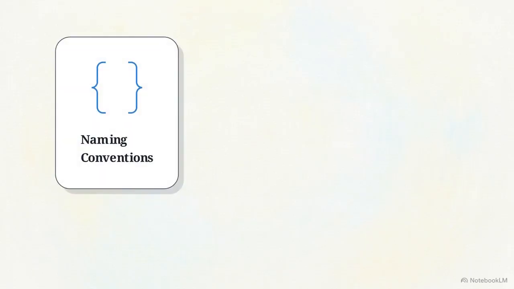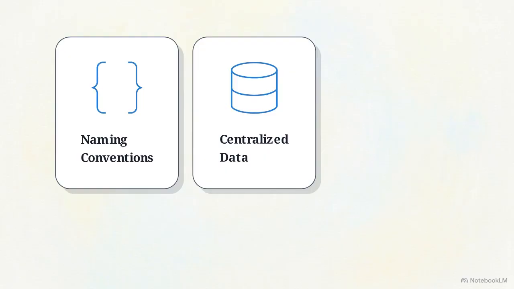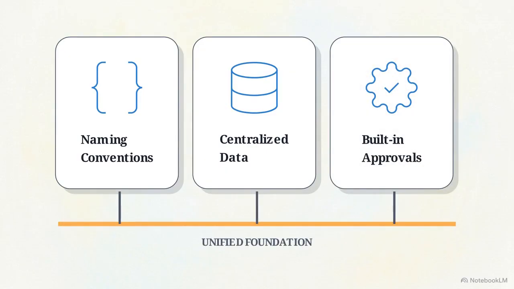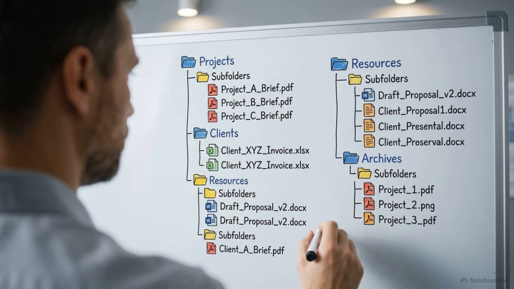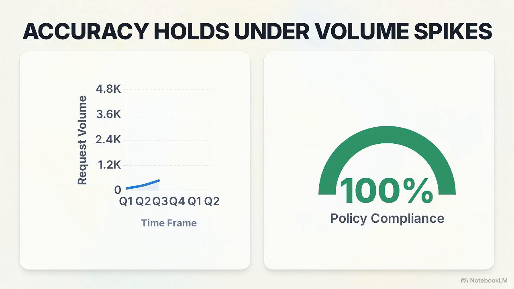Before we open the canvas, we need to establish 3 structural rules. Use clear naming conventions for your variables, centralize your data in SharePoint first, and rely on built-in approval actions rather than custom workarounds. Following these standards from the start makes the flow easier to troubleshoot and ensures every request is processed with the exact same accuracy as volume grows.